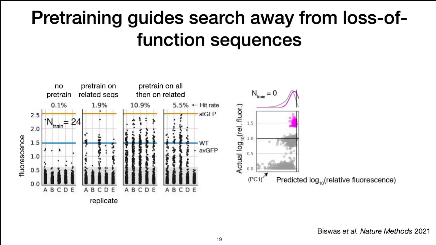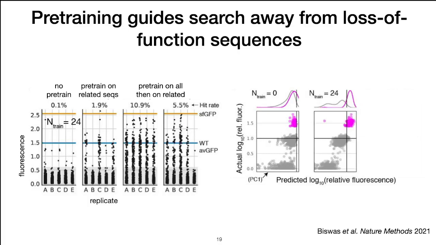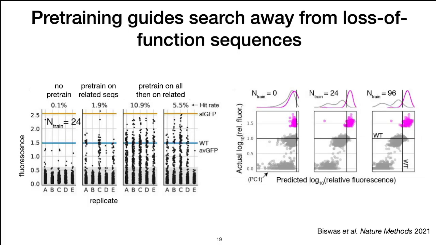And why is that? Well, it turns out that with pre-training, that evolutionary information means that the first principal component of your representation actually already begins to separate the dead sequences, the ones that aren't fluorescent at all, from the ones that do fluoresce. And as you add even just a few training examples, 24 and 96, you can quickly see that your predictions get pretty good.